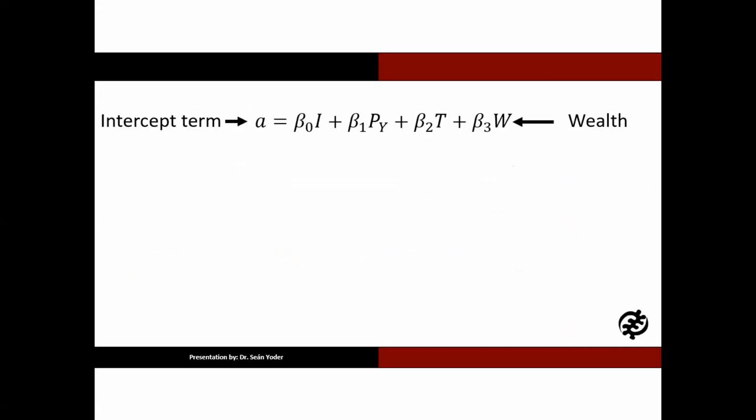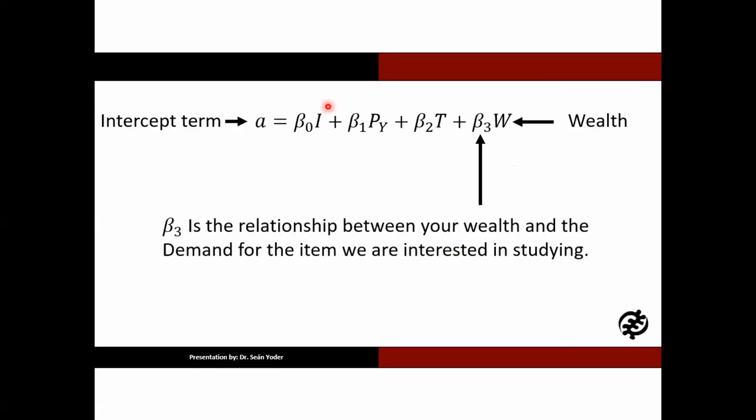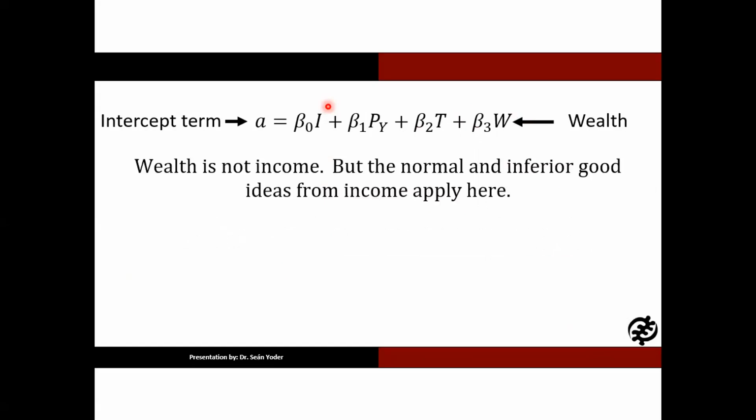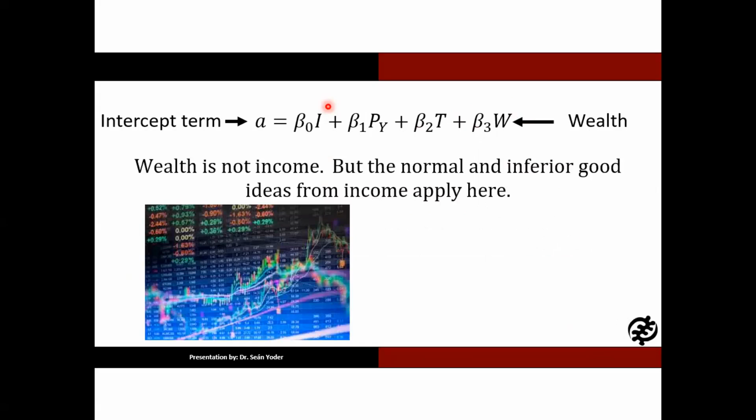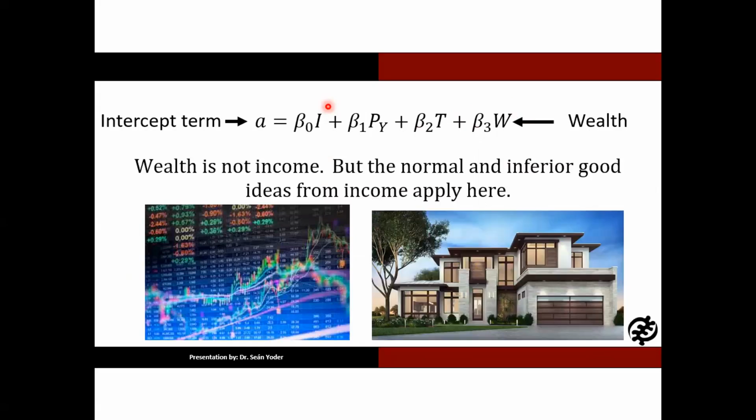Beta 3 is wealth. Now, wealth and income are different. So beta 3 is the relationship between wealth and the demand of what you're interested in. Wealth is not income, but you still have the normal inferior good ideas from income that apply here. Most Americans have their wealth in one of two places: in the stock market, usually their retirement accounts, or in their home value. Now, here's how this works. And this blows a lot of macroeconomists away; when we finally found this, it was just amazing.